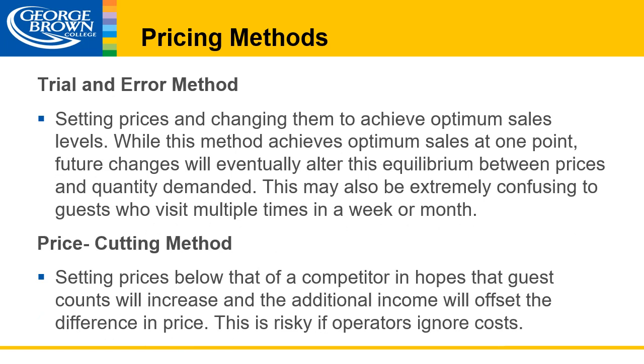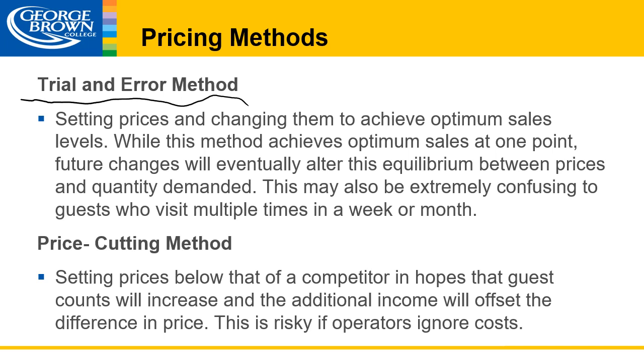So the next two methods, the first of which is the trial and error method. As the name might suggest, this is essentially setting prices and then changing them to achieve some sort of optimal sales point. If you're thinking about economics, this is your point of equilibrium, where your price level is at a point where your customers are willing to pay for it, and based on supply and demand, it optimizes your sales point. And this optimal sales point is only achievable by using trial and error.